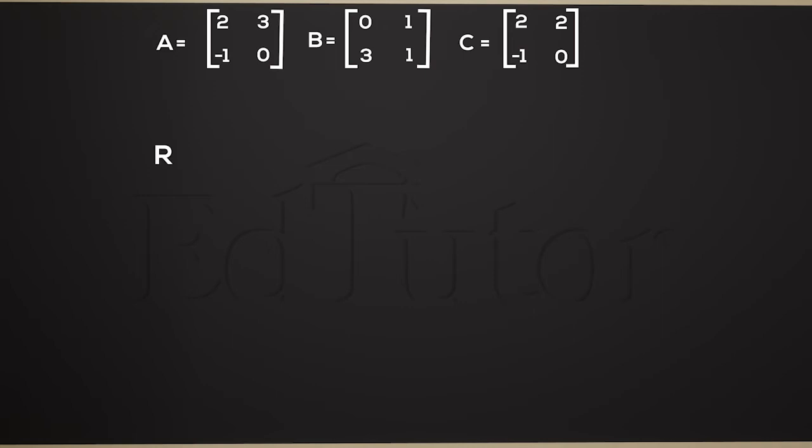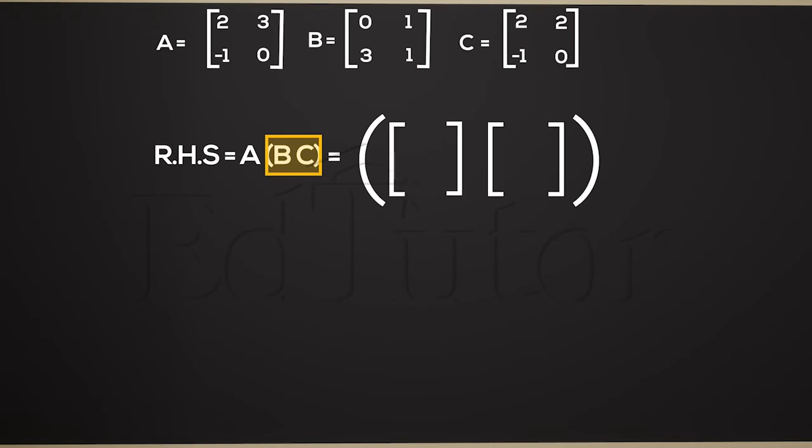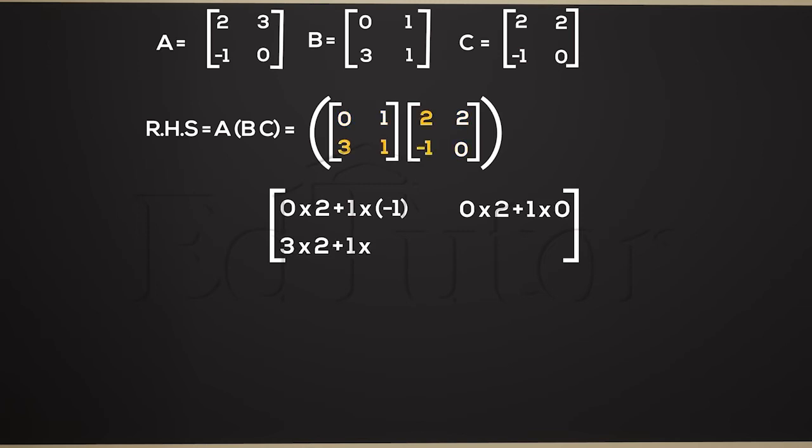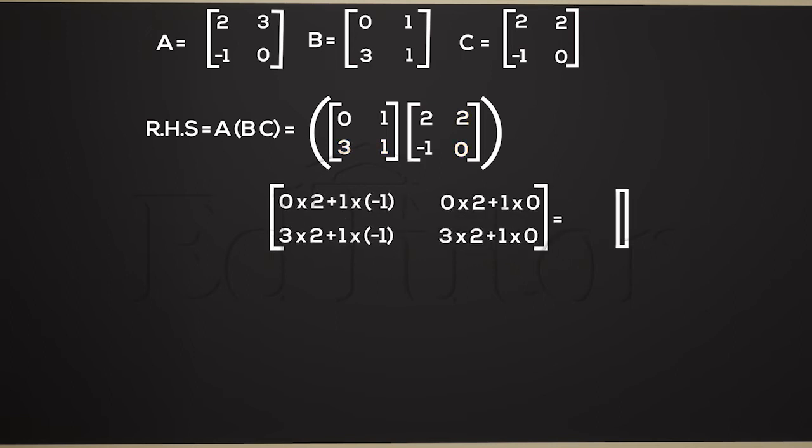Now, take the right hand side, A into B into C. Always solve the brackets first. So, we have B and C matrices here. First row, first column, first row, second column, second row, first column, and second row, second column. After solving, we have -1, 0, 5 and 6.